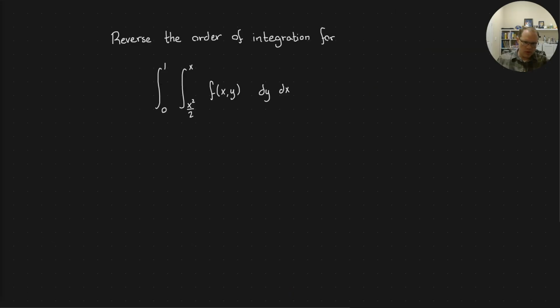Let's take a look at one more example. Here we're given a double integral. We want to reverse the order of integration. This is a good exercise for practicing how to work with these limits of integration for multiple variables. Okay?